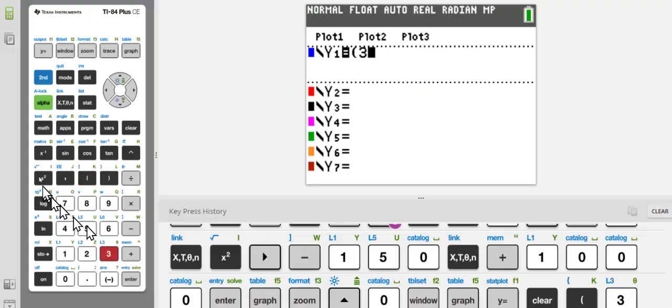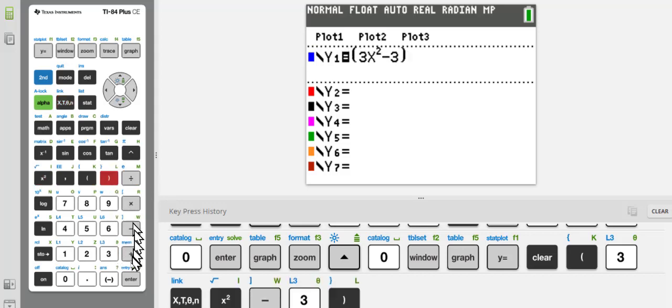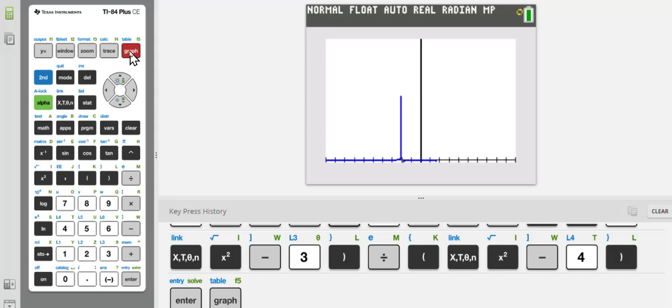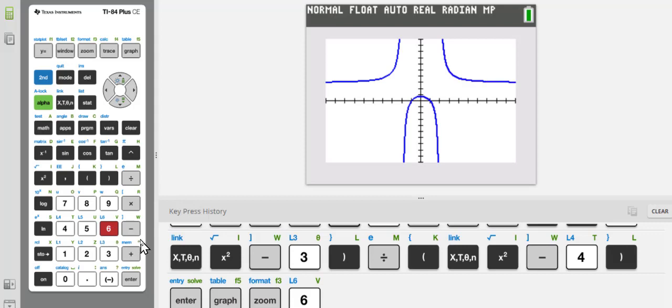All right, let's go 3x squared minus 3, and then divided by, and I need parentheses around this so that it divides by this whole thing, x squared minus 4, parentheses. Graph it, and that kind of gives us a picture. But the graphing calculator is not great. Let's zoom standard, number 6 there. So we kind of have this picture. That helps us a little bit.